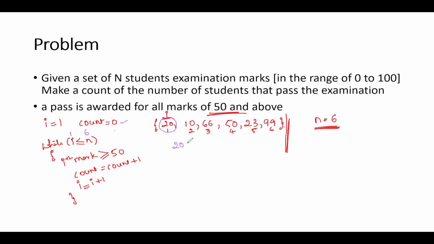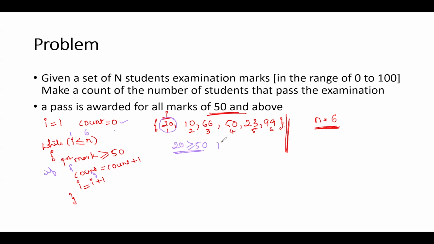I will check whether the ith mark, which is nothing but 20, is greater than or equal to 50. In this case, it is not true. Hence, I'm not going to increment the count. So what we can have is an open bracket and close bracket. This can be an if condition. So if ith mark is greater than or equal to 50, only then I'm going to increment the count.